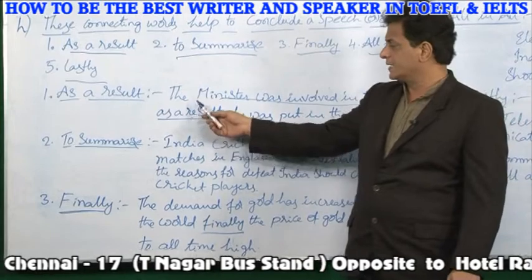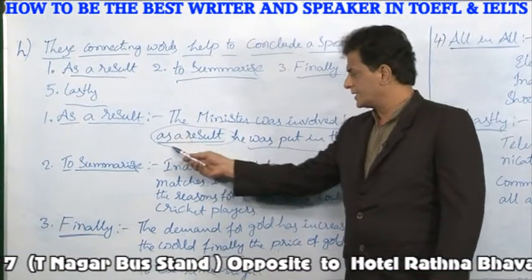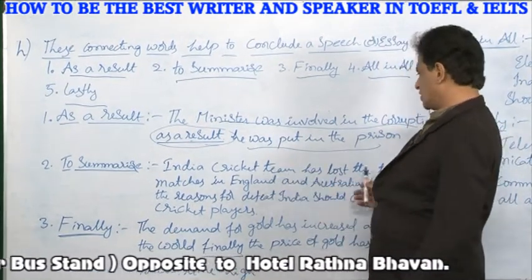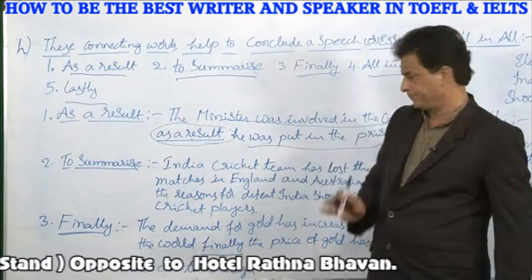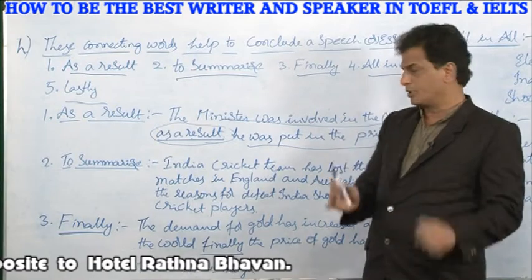So, "as a result" connects the two sentences and it concludes. Number 2 is "to summarize." The Indian cricket team has lost the test matches in England and Australia. To summarize. So, finally, you are coming to a conclusion.